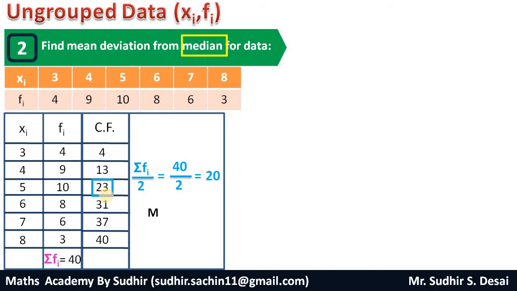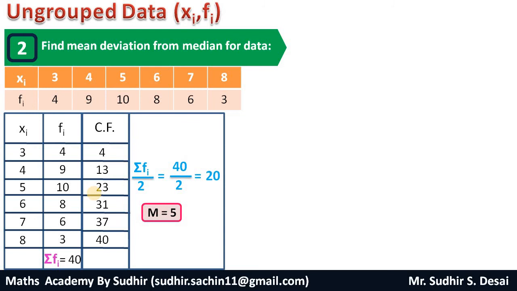So how to find the median? So that highlighted value, its corresponding observation. What is the corresponding observation of this highlighted 23? It is 5. So median of this given data is 5. So this is how we have to find the median for ungrouped data.